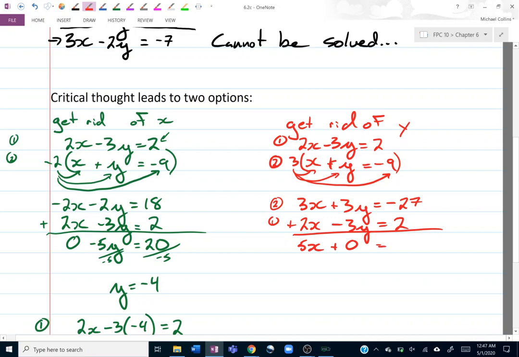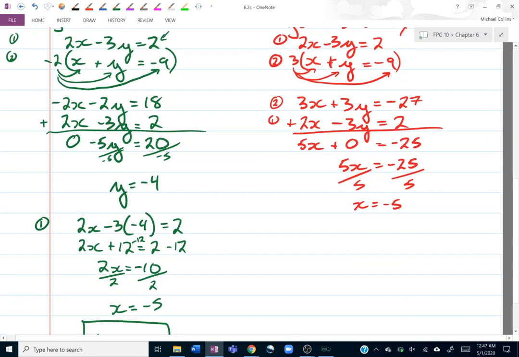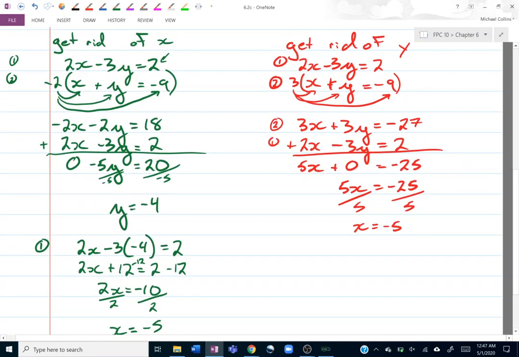And I have this negative 27 and a positive 2. If I add that together, I think I get a negative 25, which means if I simplify this, I've got 5x equal to negative 25. I can divide both sides by 5, and I end up with x is equal to negative 5. Notice how that's what I got on the left-hand side, so things are looking pretty good, but I'm going to keep going as though this was an independent solution.